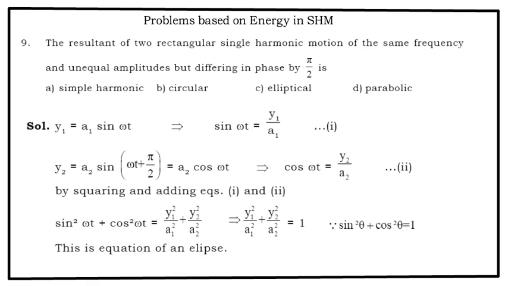Now I know y2 is equal to a2 sine(omega t plus pi by 2), which becomes a2 cos omega t, because sine(omega t plus pi by 2) is cos omega t. So cos omega t is equal to y2 by a2. Square both sides and add them. So you get y1 square upon a1 square plus y2 square upon a2 square is equal to 1, which is the equation of an ellipse. So option C is the correct answer.